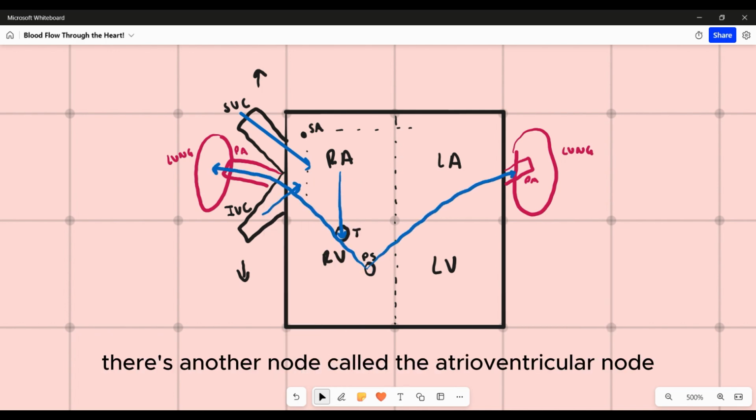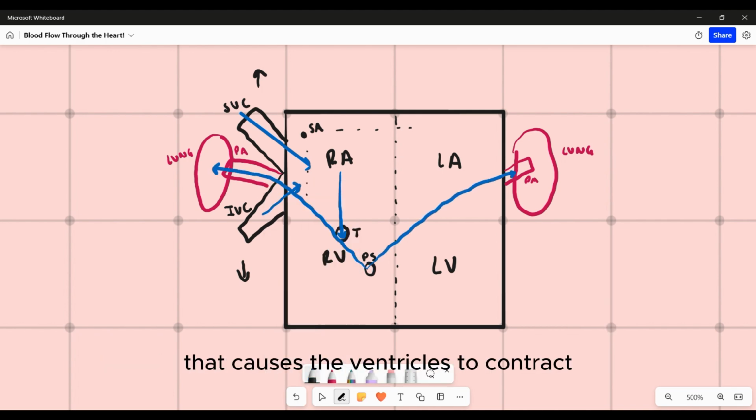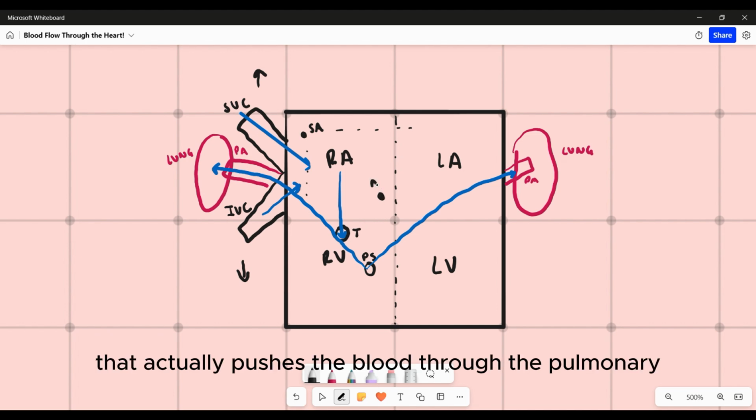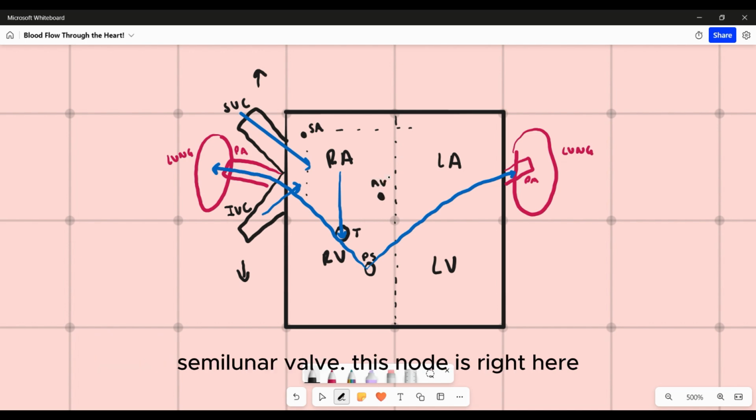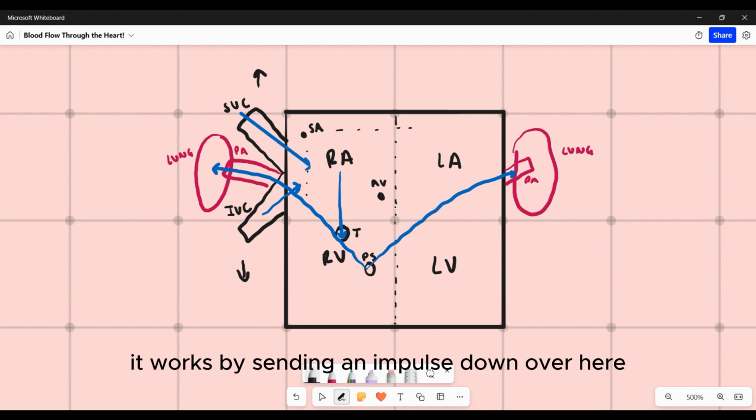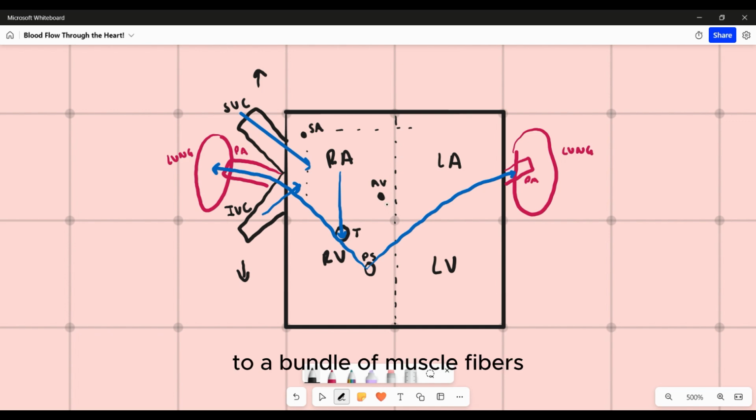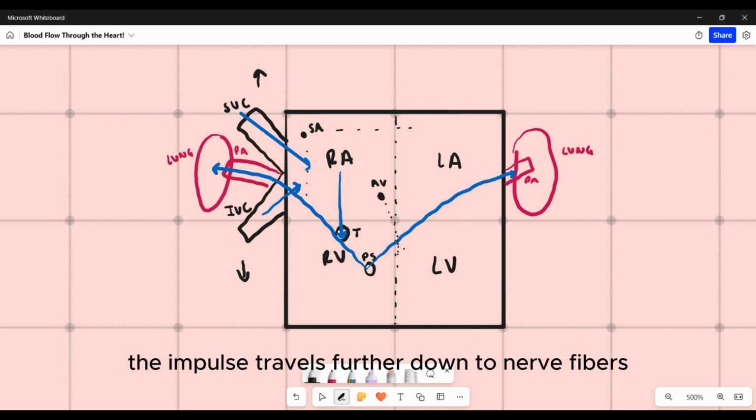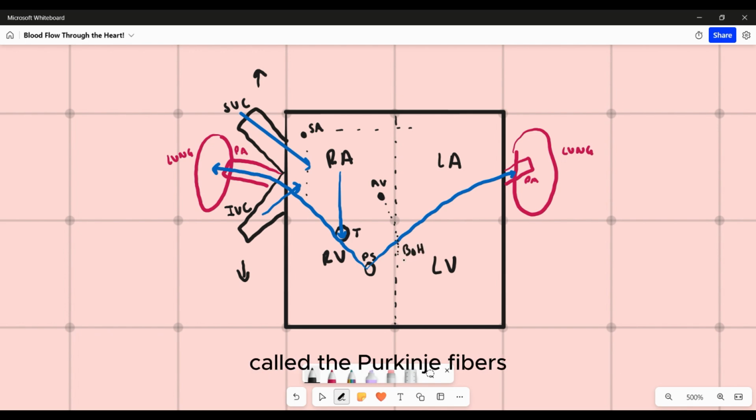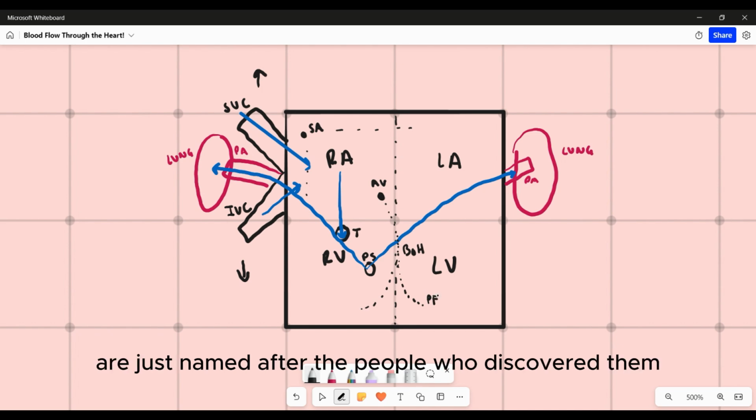There's another node called the atrioventricular node that causes the ventricles to contract that actually pushes the blood through the pulmonary semilunar valve. This node is right here on the bottom floor of the right atrium. It works by sending an impulse down over here to a bundle of muscle fibers called the bundle of His, and then the impulse travels further down to nerve fibers called the Purkinje fibers, and these help the ventricles contract. So both the bundle of His and Purkinje fibers are just named after the people who discovered them.